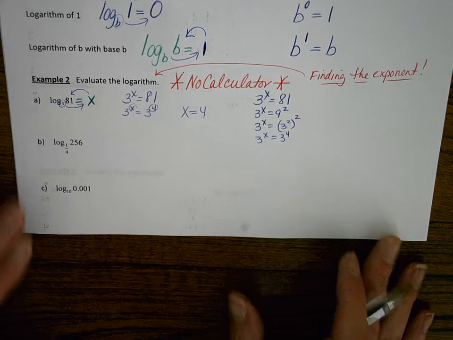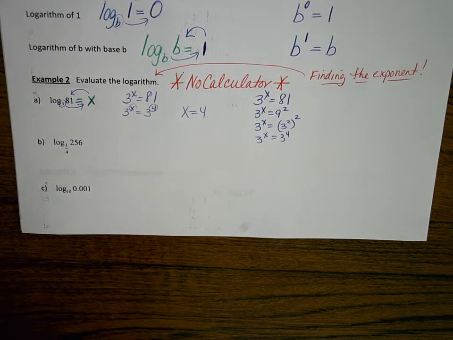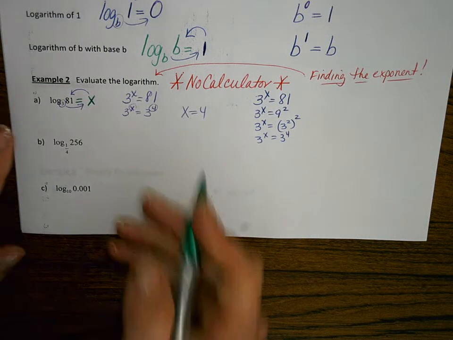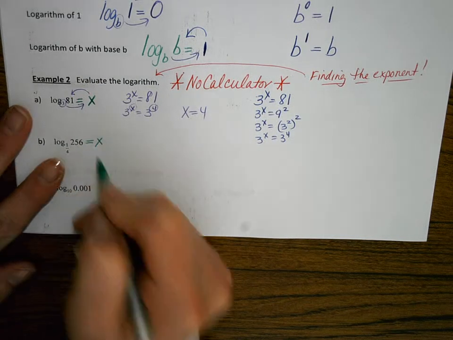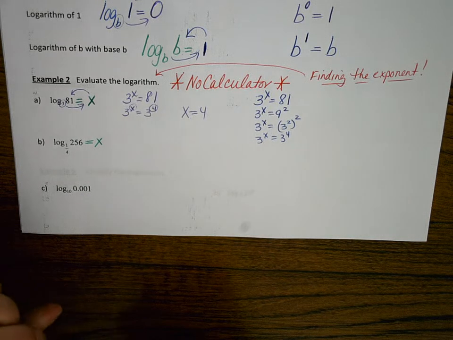All right, let's take a look at B. B is another good one. Log base 1/4 of 256. Okay, what's the first thing I'm going to do? Set it equal to x. I'm looking for x. I remind myself that x is the exponent. I am finding the exponent. Haley, how am I going to rewrite this?